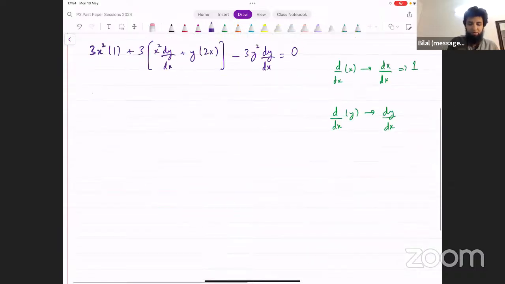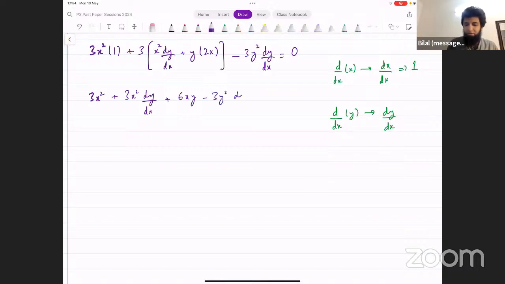Now, let's simplify everything. This gives us 3x squared plus 3x squared into dy over dx plus 3 into 2, that is 6, into xy minus 3y squared into dy over dx. Now the differentiation part is over. Now it's just about making dy over dx the subject.